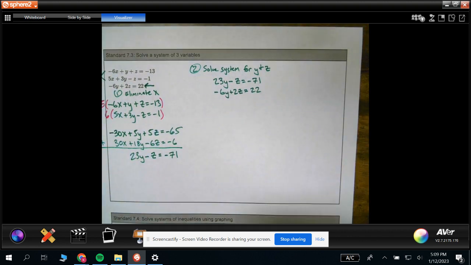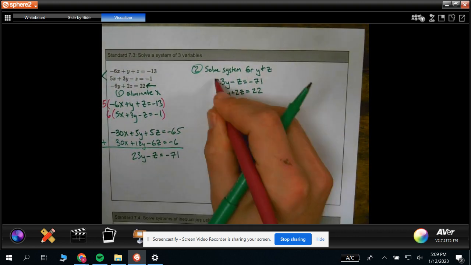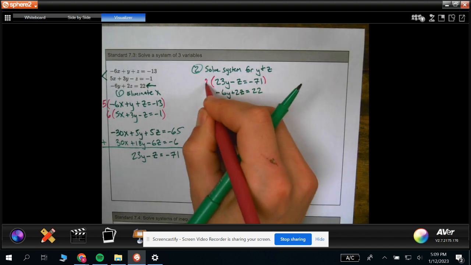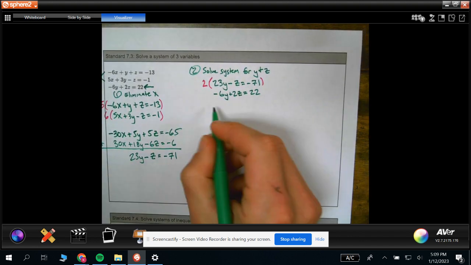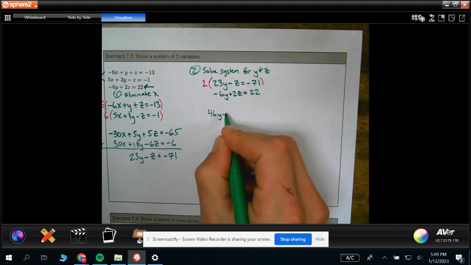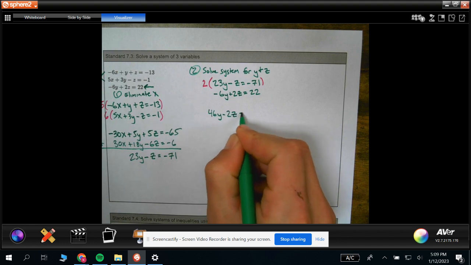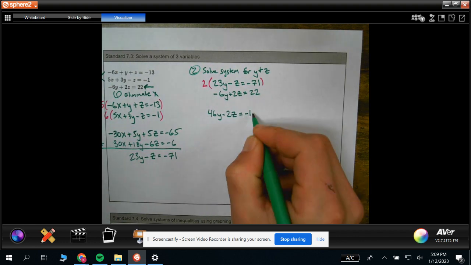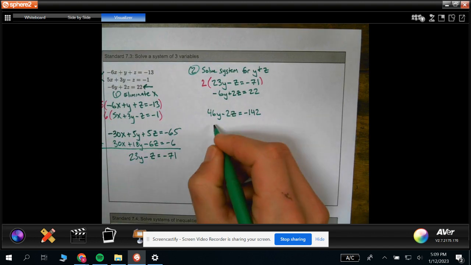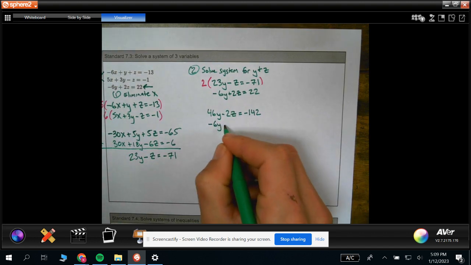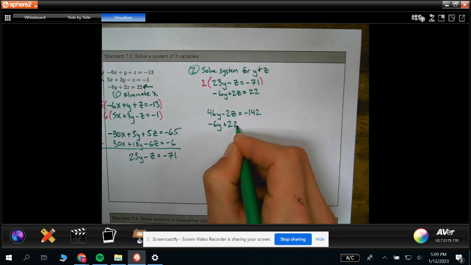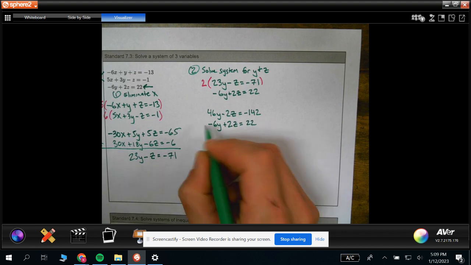Well, I want to make opposites here. So I see a 2z and a negative z. I'm going to make this one become a negative 2z by multiplying it by 2. So that becomes 46y minus 2z equals negative 142. Use a calculator if you need it. And then I have my second equation, negative 6y plus 2z equals 22.